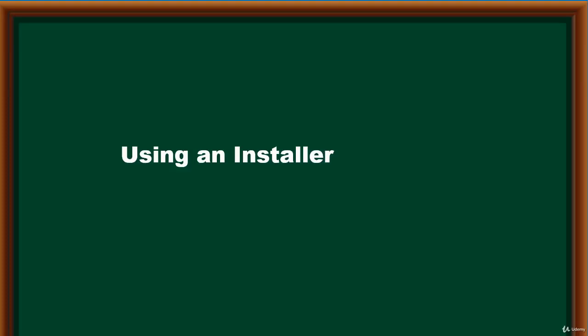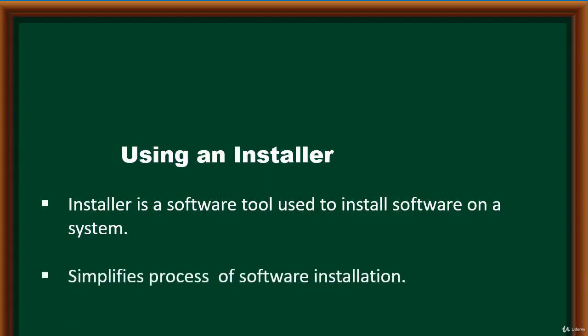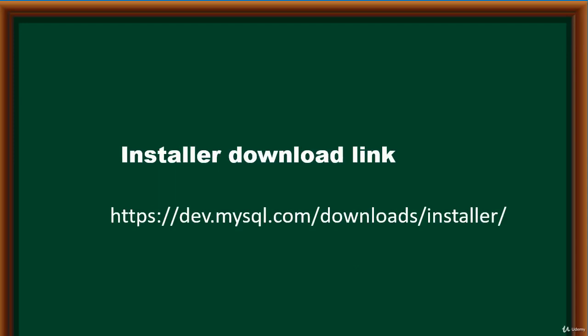An installer is basically a piece of software that is used to install software programs on a system. An installer basically makes it easy to install other programs by providing the user with a step-by-step process, also giving them the ability or the options to select what they wish to install. So to download the MySQL installer, we need to go to the link I have displayed on the screen.